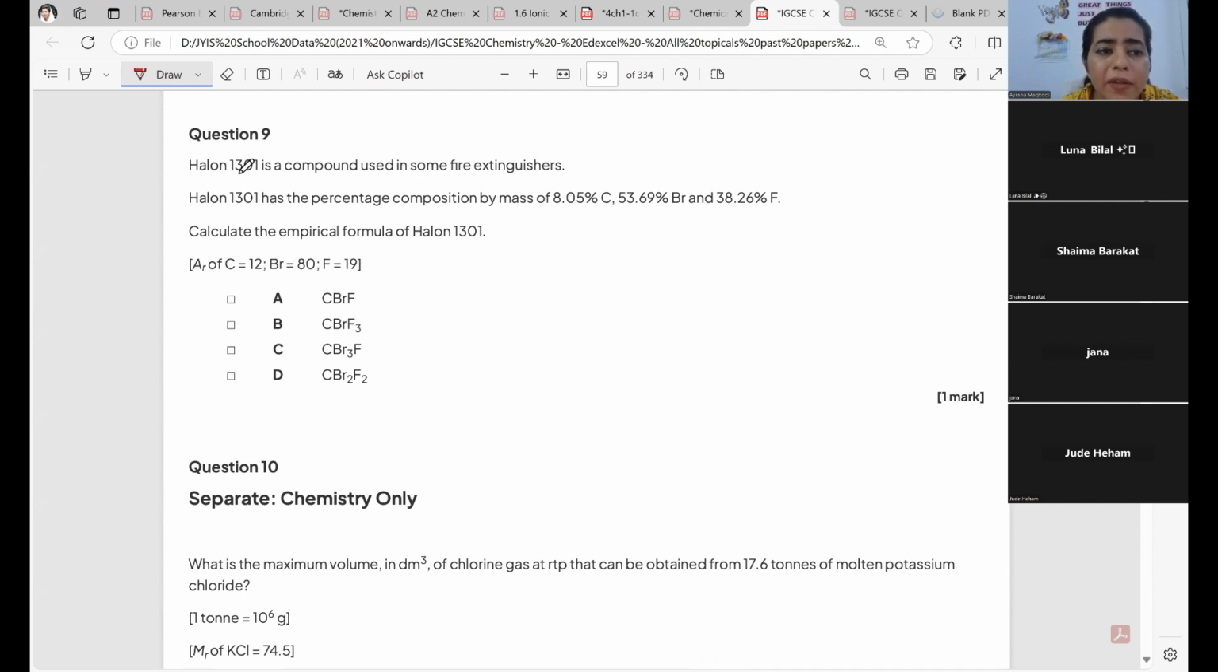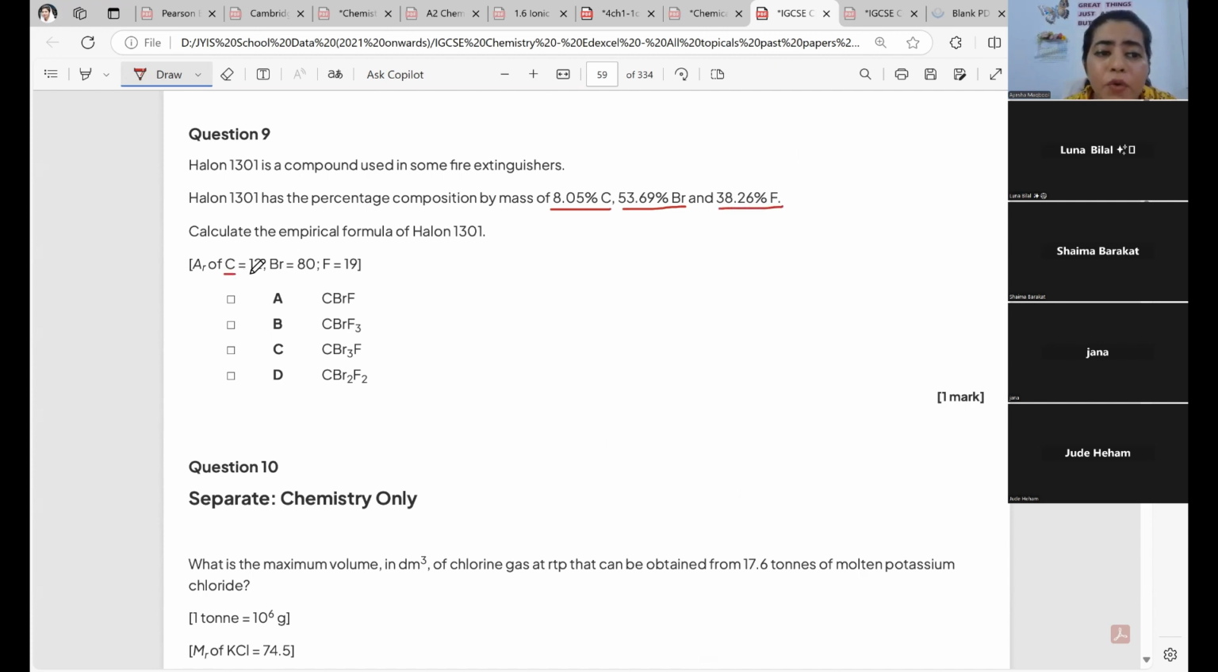You have Halon 1301, a compound used for fire extinguishers. This compound has some percentages by mass. For carbon 8.05, bromine 53.69, fluorine 38.26%.